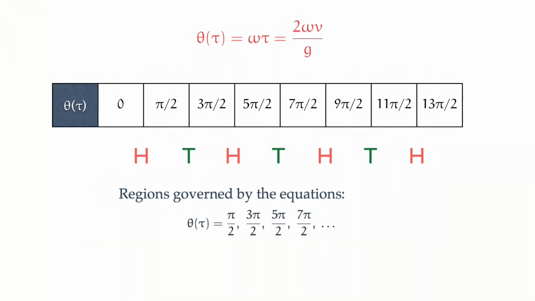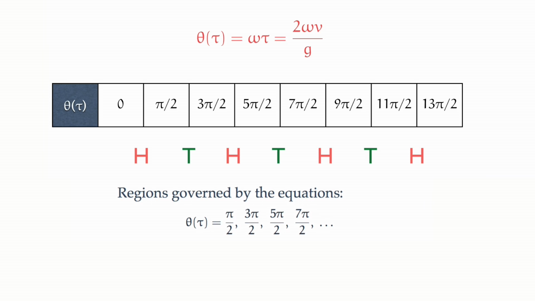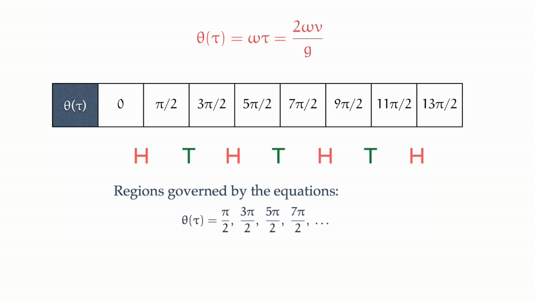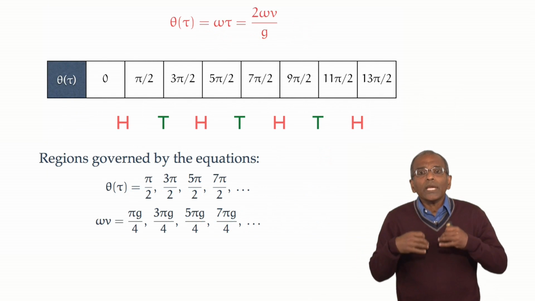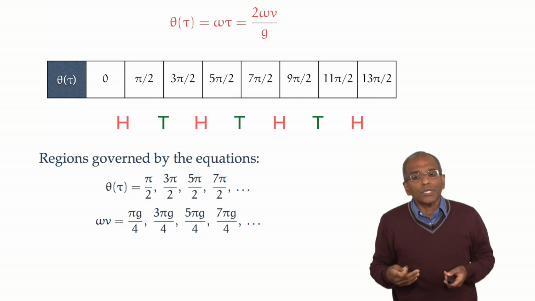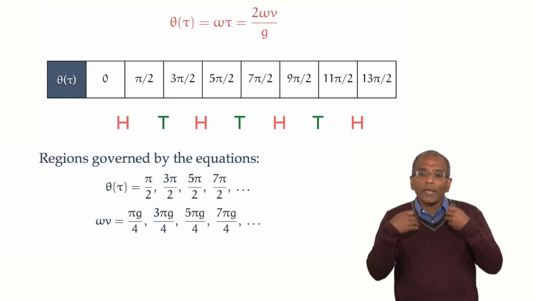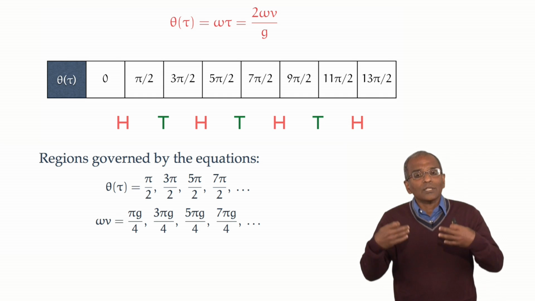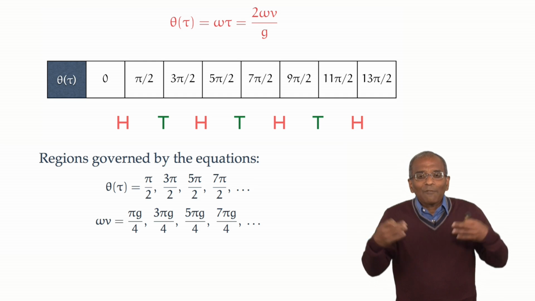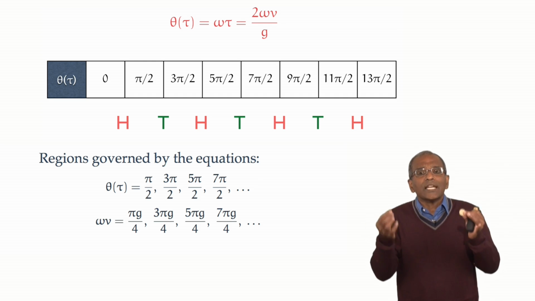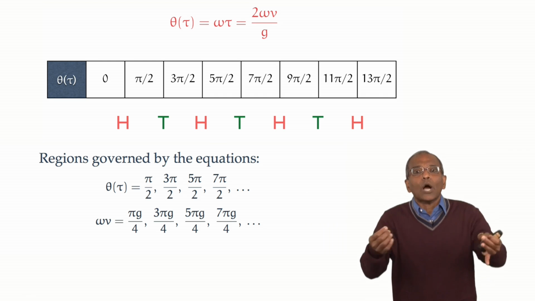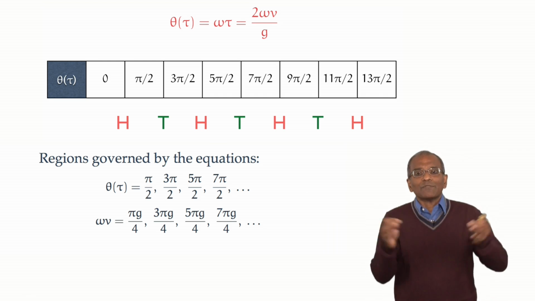Now remember, theta of tau is twice omega v over g. And therefore, in terms of the parameters that initiate the experiment, the translational velocity v and the angular velocity omega, we are looking at the equations omega v is equal to pi times g over 4, omega v is equal to 3 times pi g over 4, 5 times pi g over 4, and so on and so forth. Of course, our question here is, how do these initial parameters, the specification of v and omega, determine the outcome? Well, let's take a look at the first of these equations.